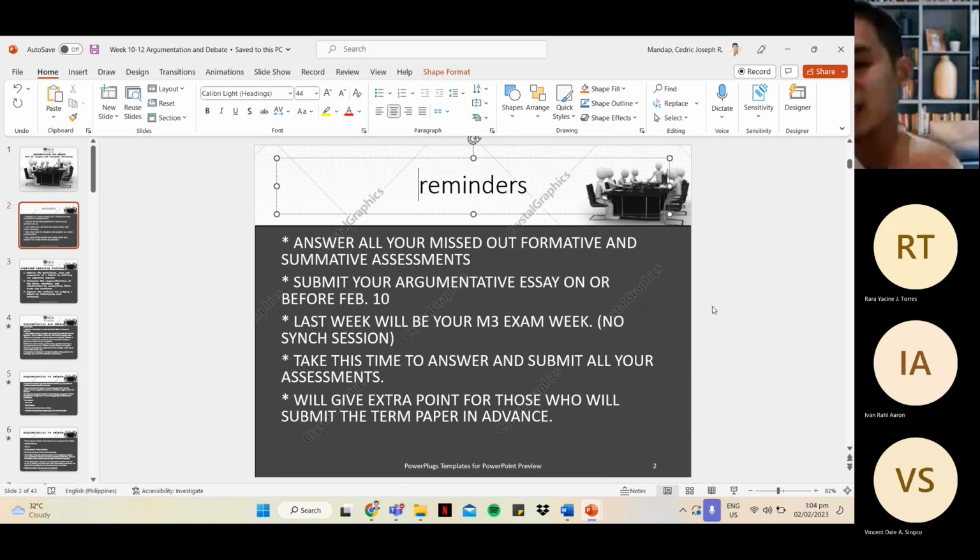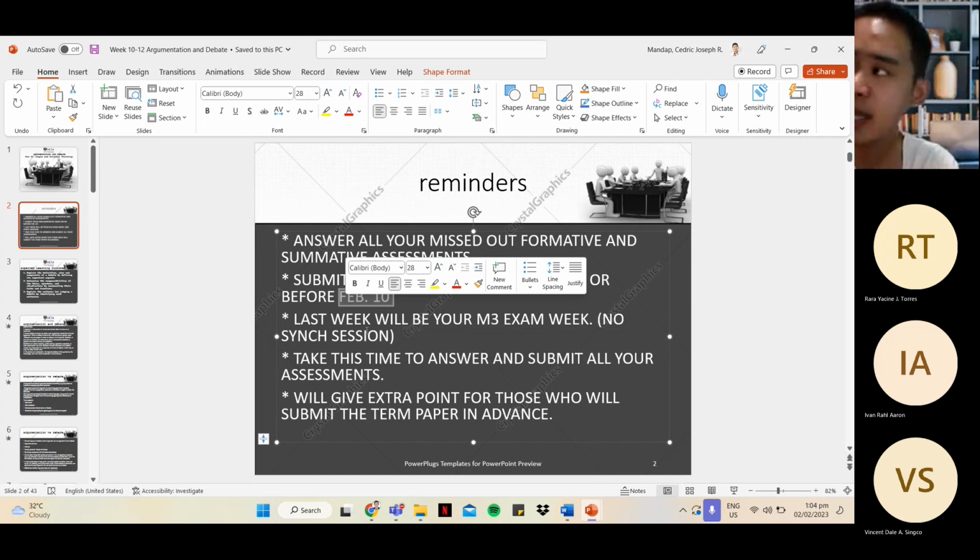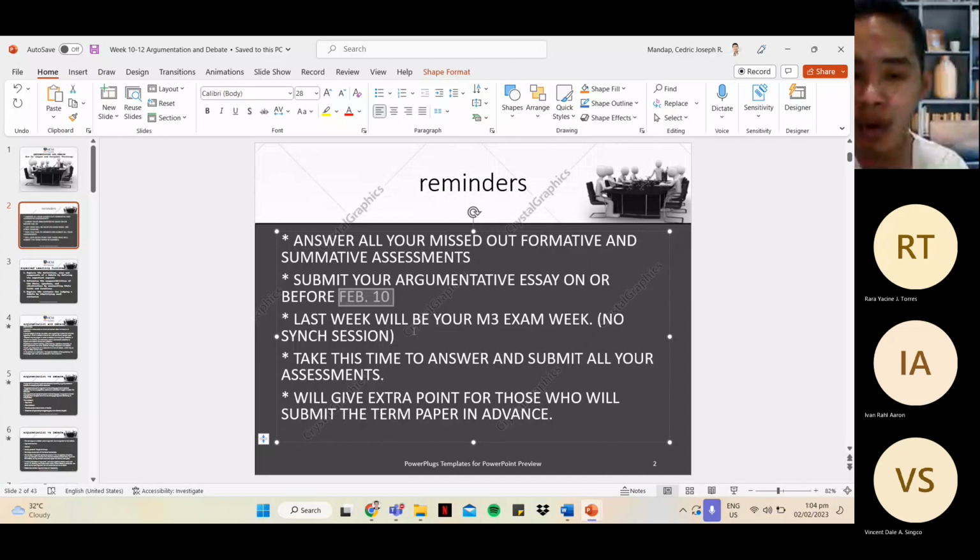So submit your argumentative essay on or before February 10. This is the due date that I have set because I have to close it in advance because I have to check it and hindi kasi siya auto-check. So kailangan kong manumanuhin, basahin yung mga paper ninyo. I need an ample time for that. So I do require you to submit it on or before February 10. You still have like 8 days for you to finish this one.